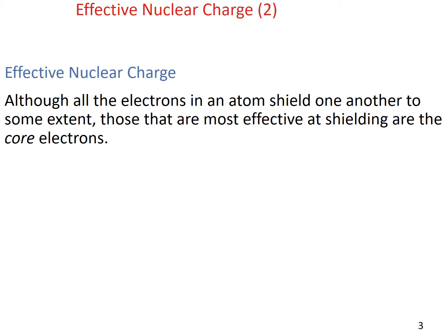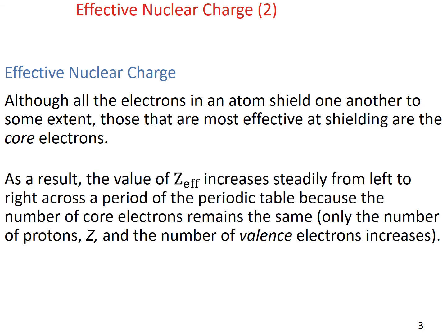All electrons do shield one another to some extent, but the core electrons do a much better job of shielding than valence electrons. That's because those core electrons are a little bit closer to the nucleus, so those outermost electrons will be shielded from the nucleus by these core electrons. So oftentimes when we're talking about Z effective or the effective nuclear charge, we're most interested in those valence electrons.